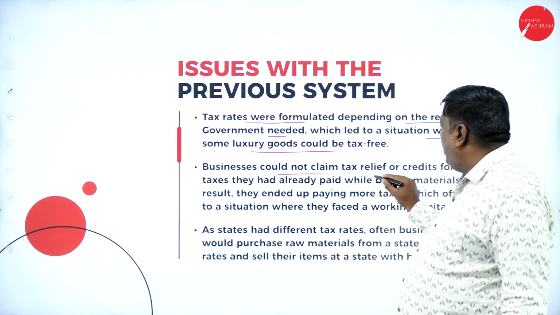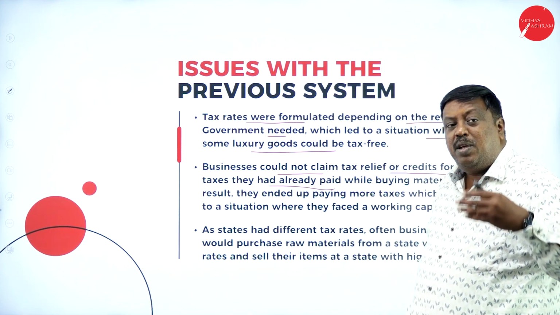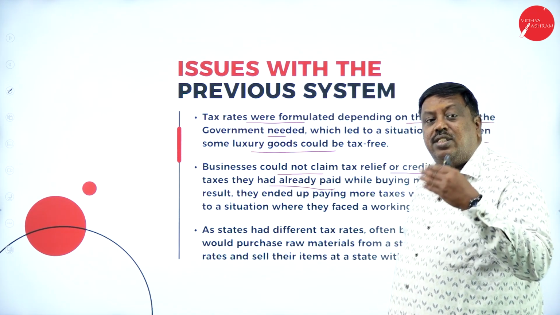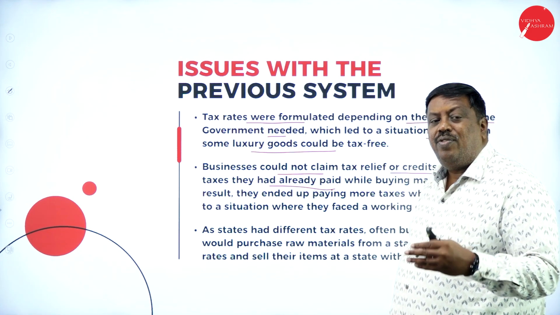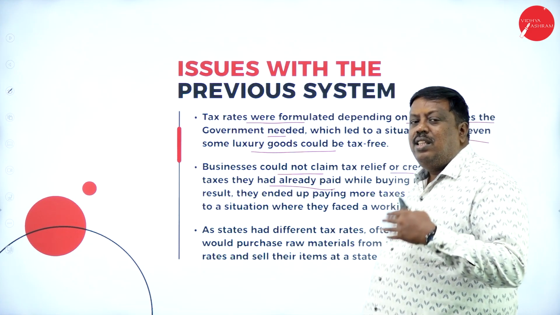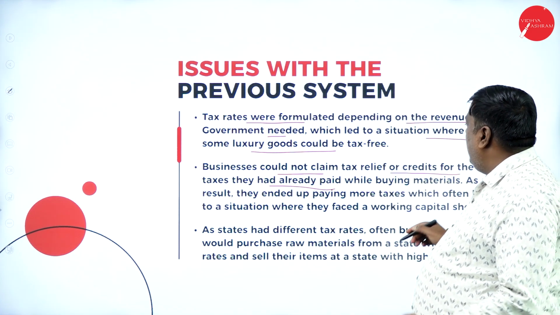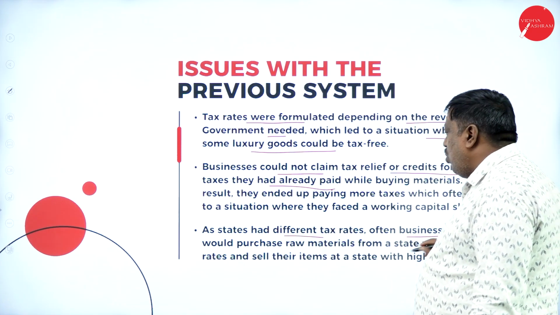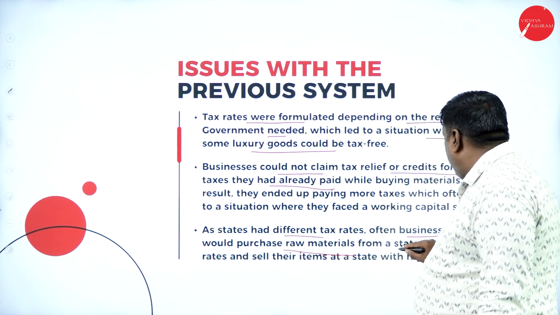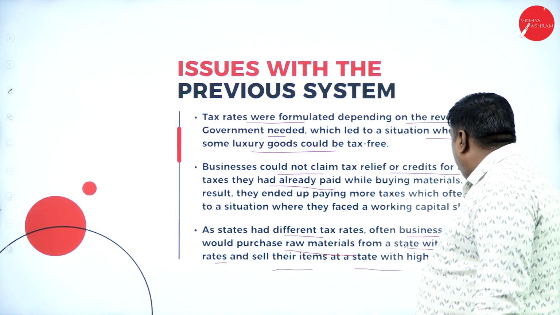Businesses could not claim tax relief or credits for the tax that they had already paid. The business people who had paid taxes at the time of purchasing the raw materials couldn't get the benefit of getting back the tax amount, so they started to levy taxes and earn more money in other ways. As states had different tax rates, often business owners would purchase raw materials from a state with low tax rates and sell their items at a high tax rate.